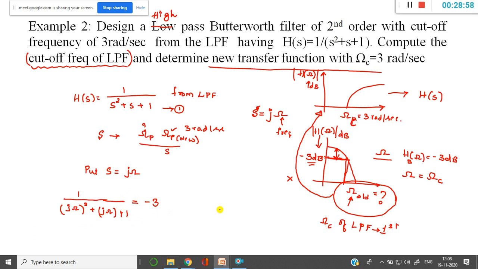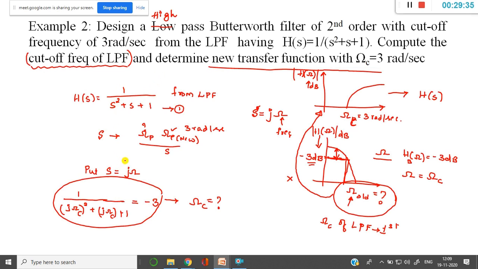Now you solve this equation. What is to be solved? This is omega c. This is omega c. Now what is to be found? Solve this characteristic equation. In the denominator it is a simple quadratic equation. Solve this and obtain omega c. Okay, now I should be able to find this.